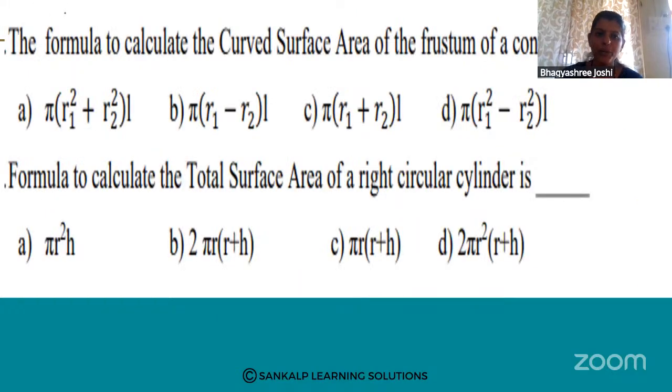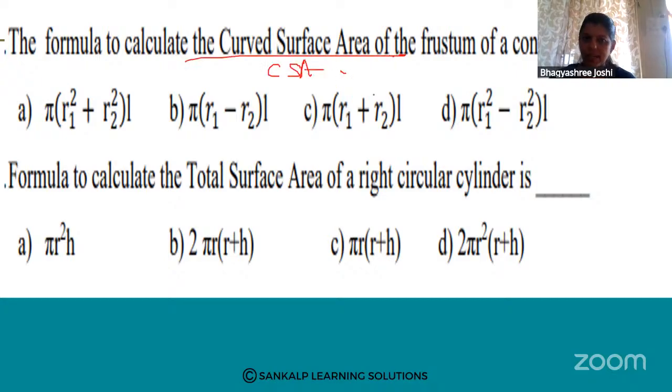The formula to calculate the curved surface area of the frustum of a cone. The options are: pi into r1 square plus r2 square into L, pi r1 minus r2 into L, pi r1 plus r2 into L. So here the curved surface area, that is CSA, they have asked. Which option is right here? Pi into r1 plus r2 into L.